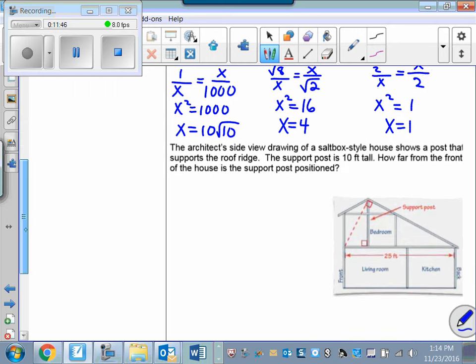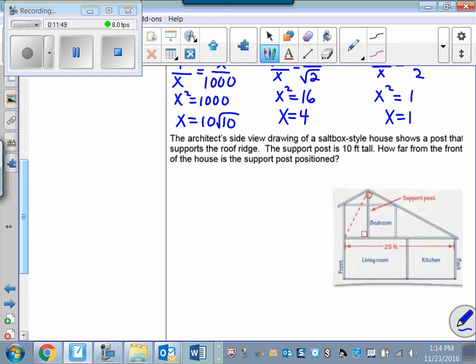All right, one more problem of the day. We like to interject some real life. So what do we got here? We got an architect's drawing of a little house, and it shows a post here. Here's our little support post, and I can see that that's a geometric mean. All right, the support post is 10 feet tall. I'm going to go ahead and fill that in here. You may find yourself looking at some architecture drawings one day, or hey, you may be drawing them. So geometry, good stuff to know. So the support beam is 10 feet tall.